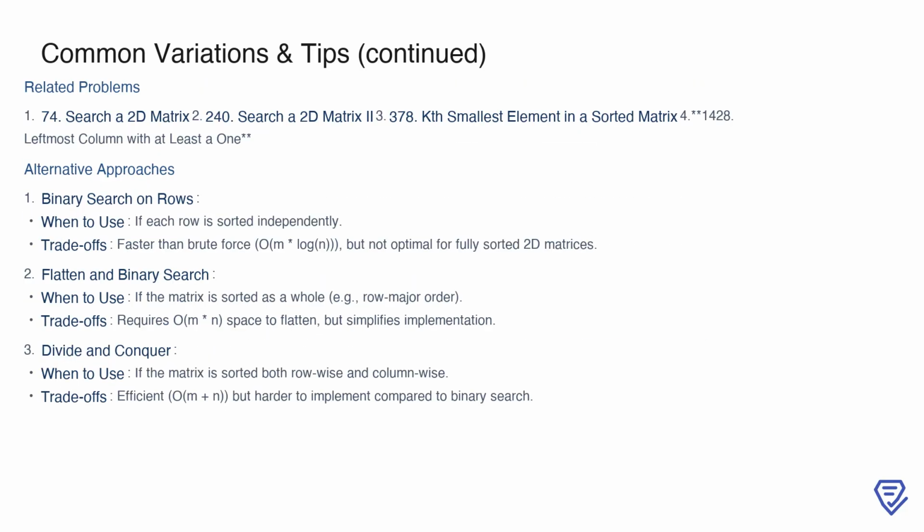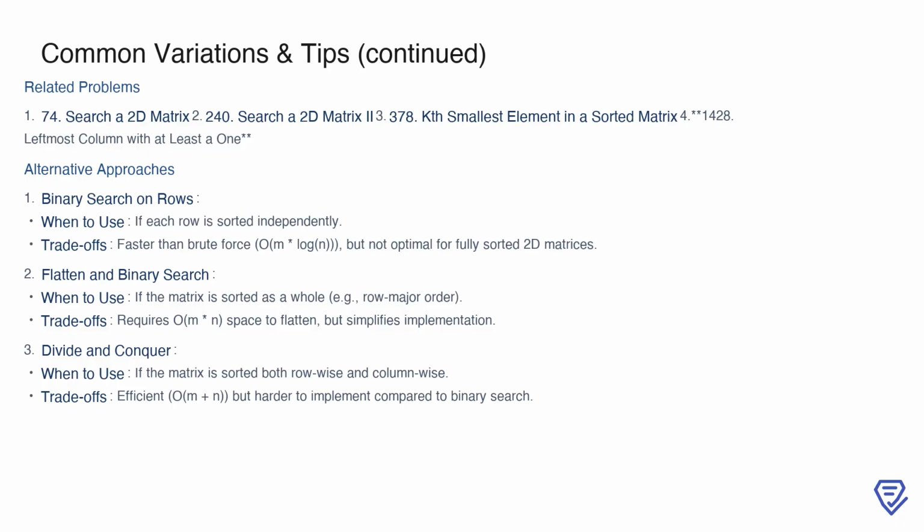Let's expand on this problem by looking at related challenges and alternative methodologies. Some related problems include search a 2D matrix, problem 74, search a 2D matrix 2, this problem, kth smallest element in a sorted matrix, problem 378, and leftmost column with at least a 1, problem 1428. These problems share overlapping concepts and can help deepen your understanding of matrix traversal techniques.